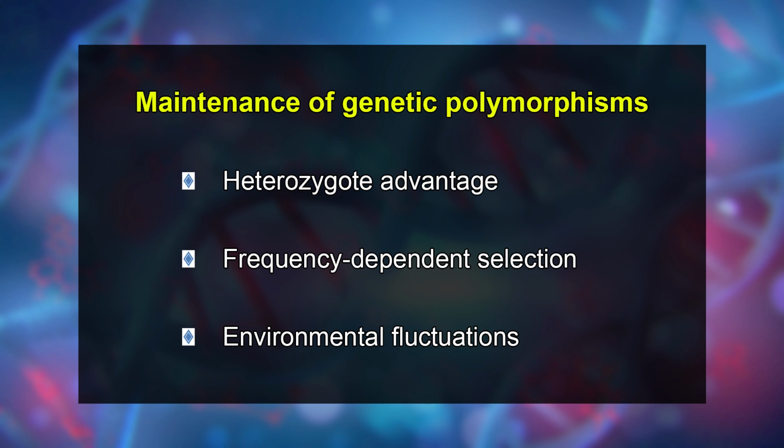For polymorphism to exist, new alleles must be both generated and maintained in the population. Many traits under selection have high heritabilities. One of the most striking examples is the surprisingly large genetic variance that exists for sexually selected traits. To explain the maintenance of such genetic polymorphisms, heterozygote advantage, frequency-dependent selection, and environmental fluctuations have been proposed.